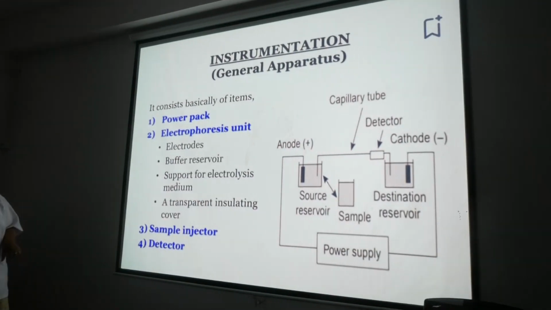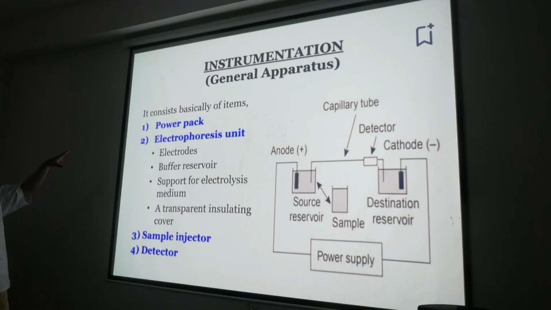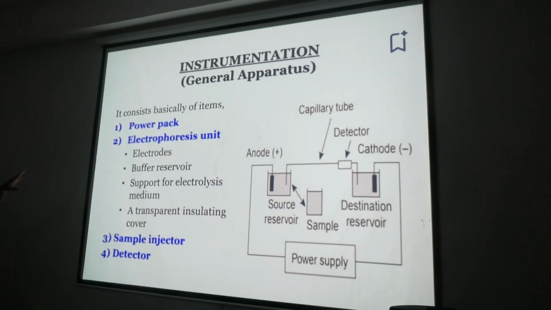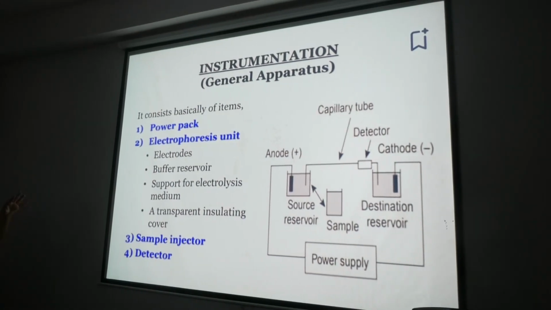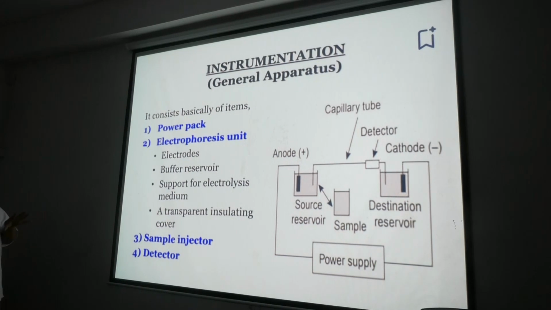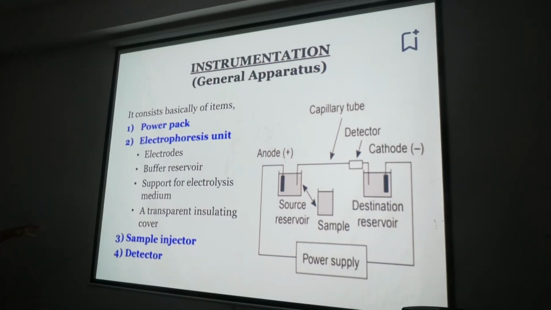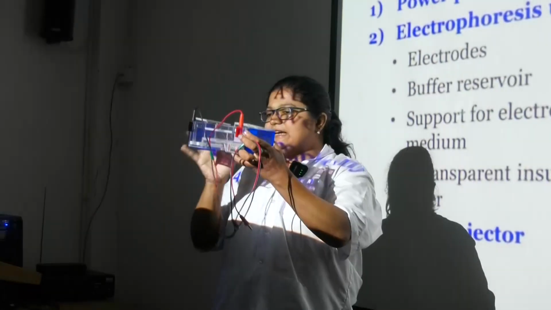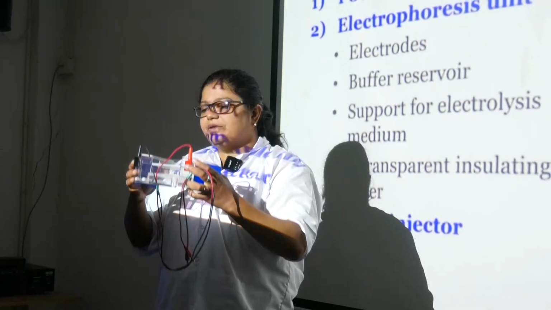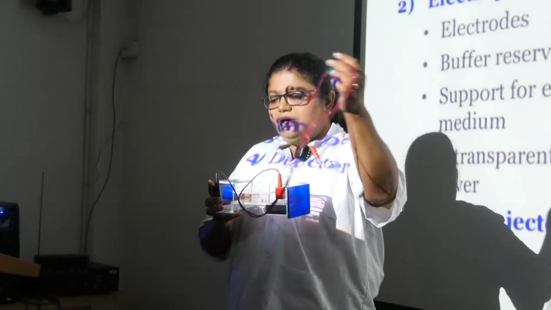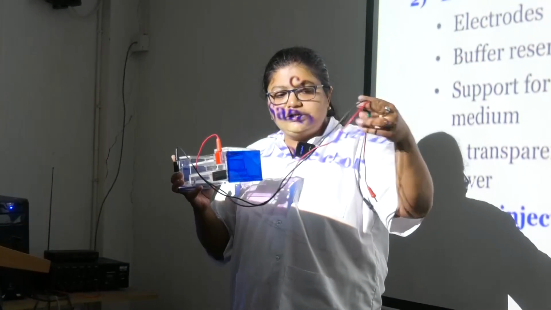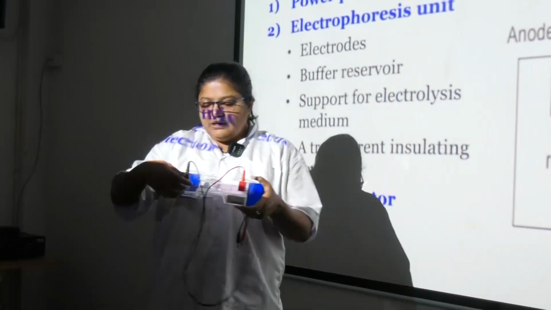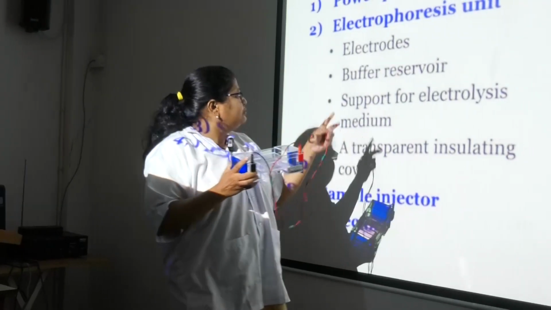General apparatus: it consists basically of the power pack, an electrophoresis unit which contains the electrodes, buffer reservoir, support for the electrolysis medium, a transparent insulating cover, and sample injector and detector. This is the electrophoretic chamber, and here both are the electrodes. It is connected to a power supply, and here we keep the buffer solution.